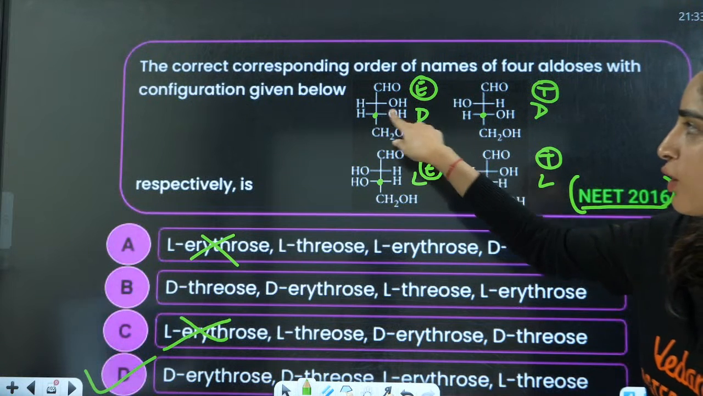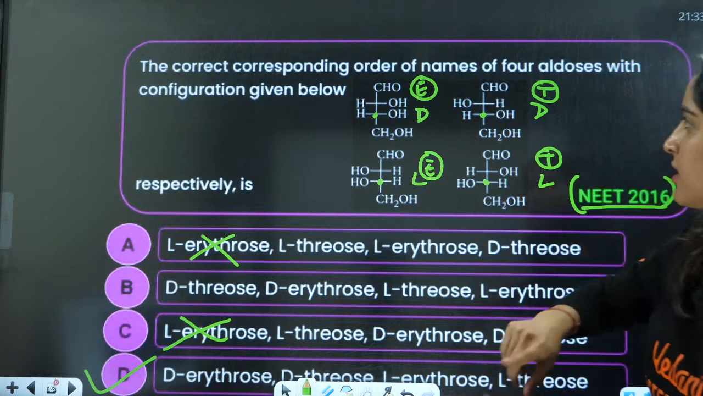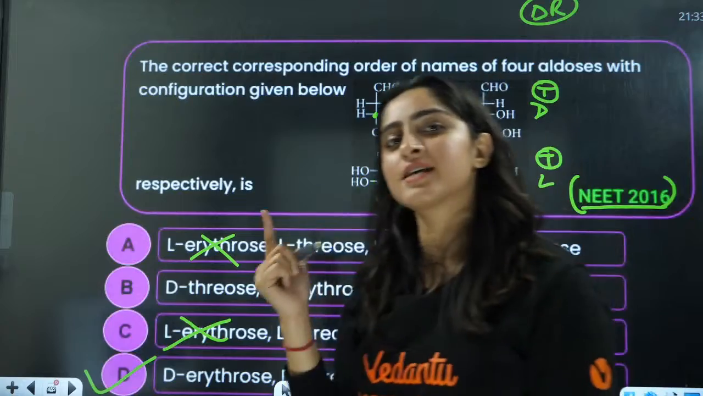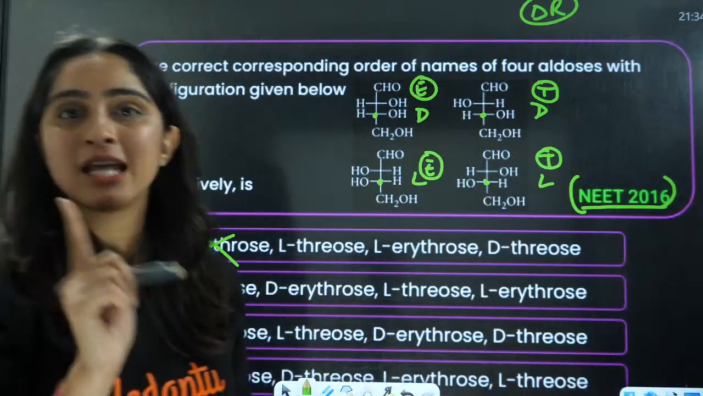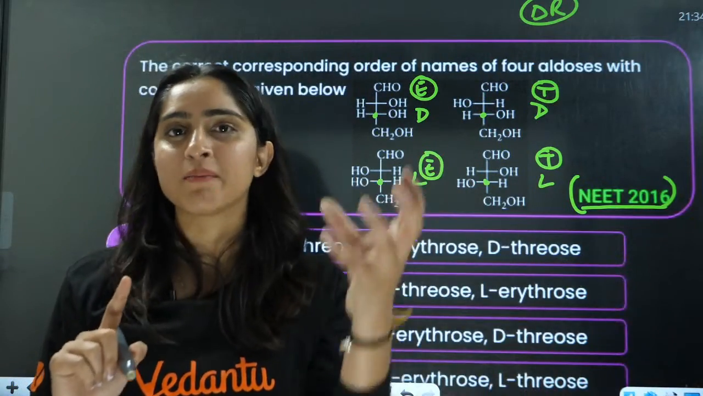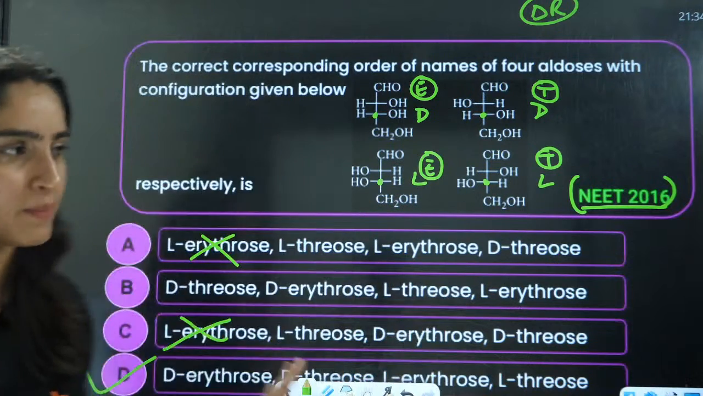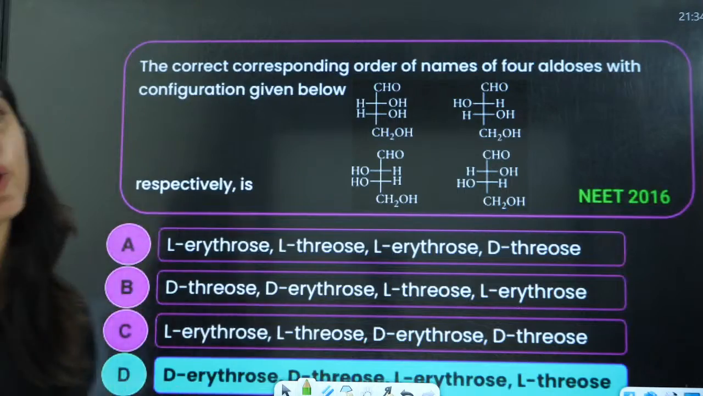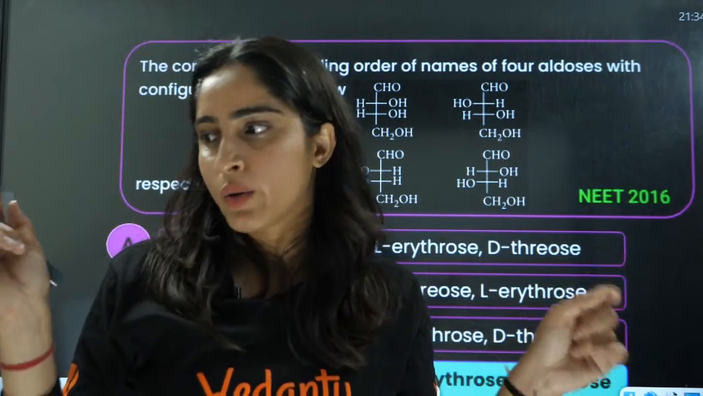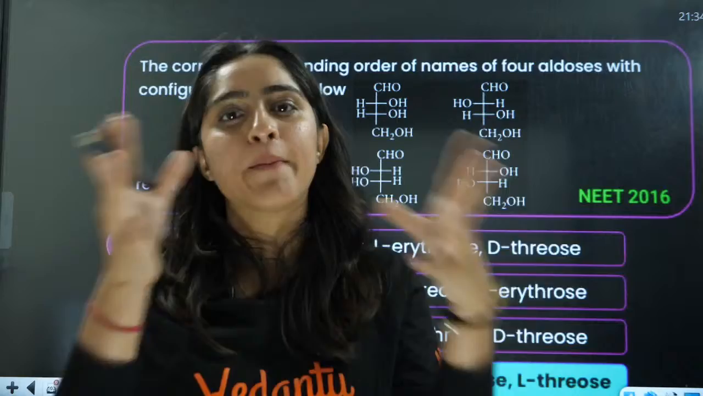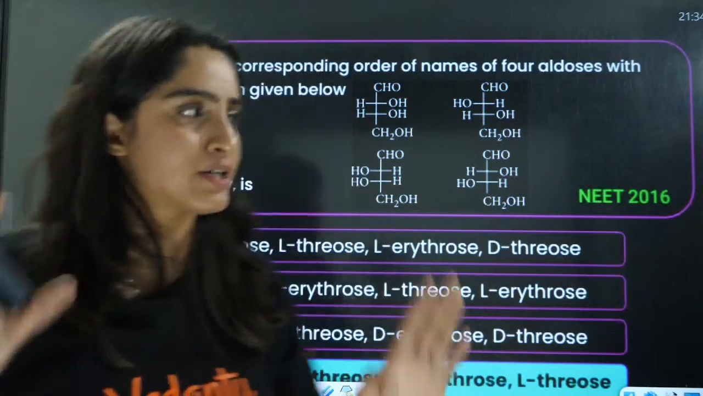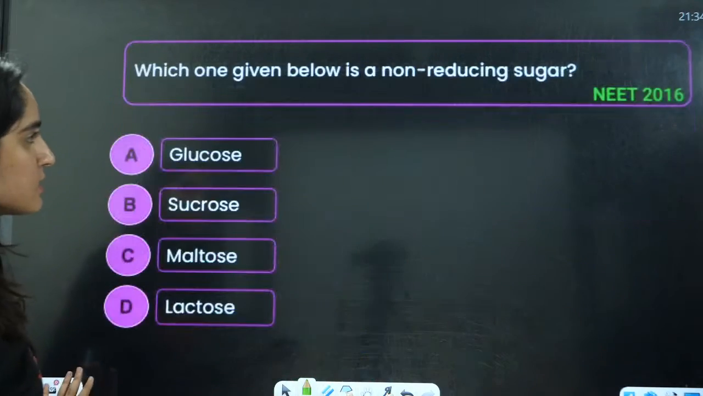Because OH is on the right side, that means D. You just need to remember this, okay? OH on the right side means capital D configuration. Erythro means same side, threo means different side. Erythro and threo are epimers to each other. So D is the right answer.